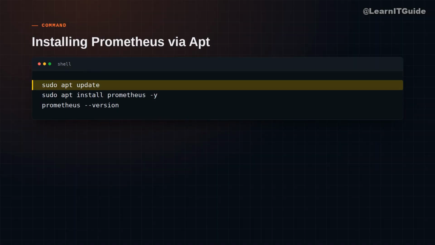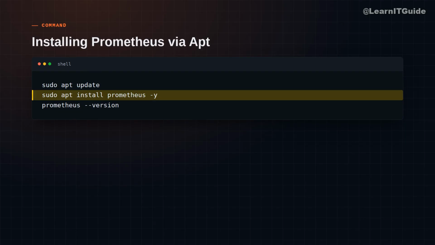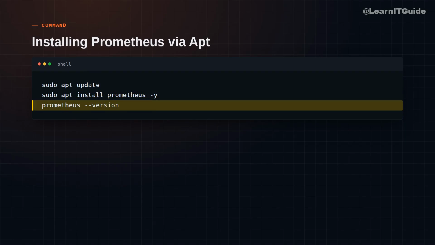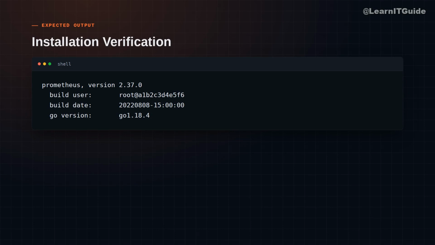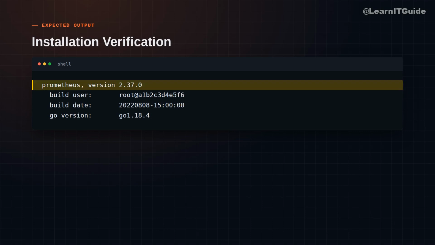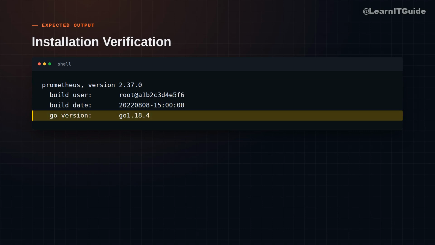To get started, update your package list first. Then, install the Prometheus package directly from the repository. On the last line, we verify the installation by checking the version. This confirms that the binary is correctly placed in your system path. If everything worked, you will see output similar to this. It shows the version number and the Go runtime details. This confirms the server is ready to be configured.